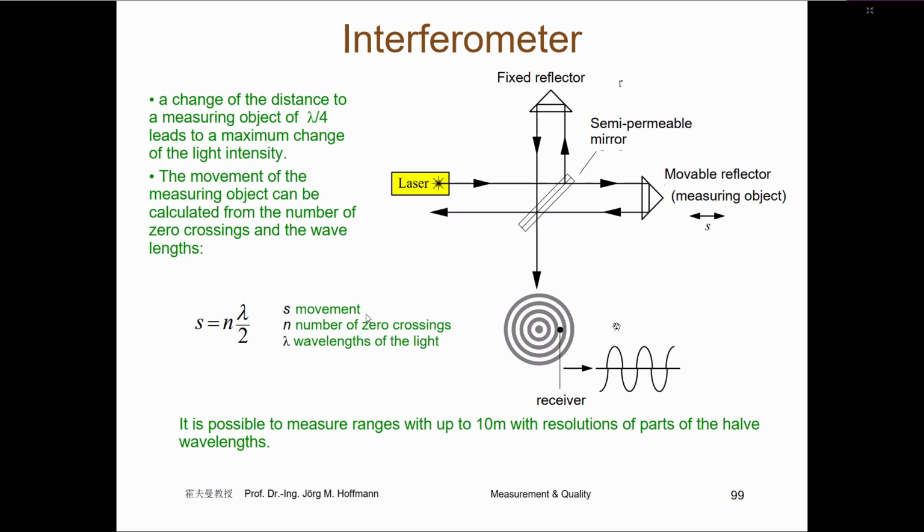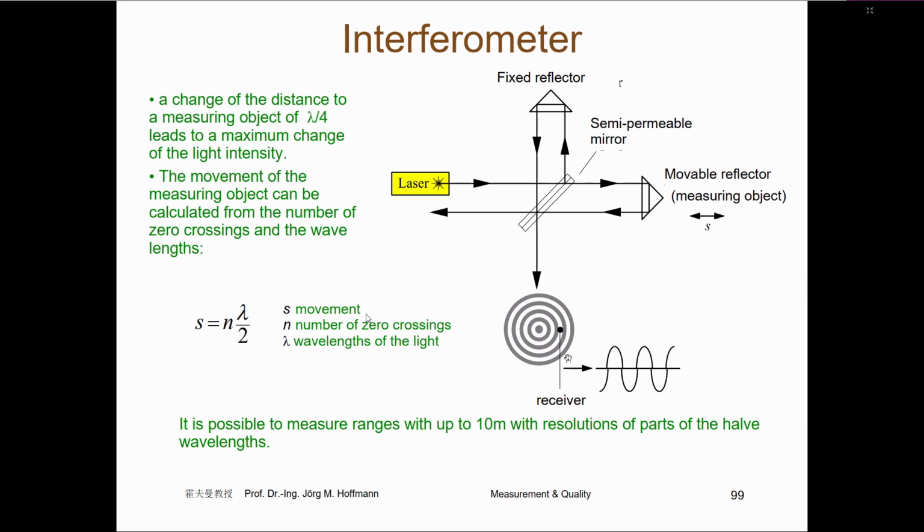And when you see the rings are bright and dark, and when you measure between bright and dark, you have half of the wavelength. That means you measure a difference in the path of half of the wavelength when you change from bright to dark. And here you can set a receiver that can be a phototransistor or a glass fiber in this case.